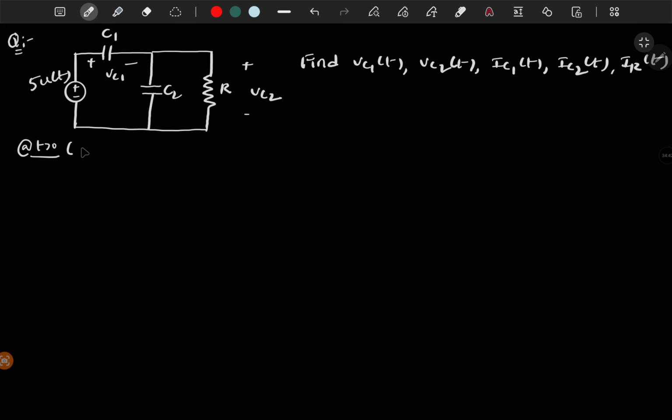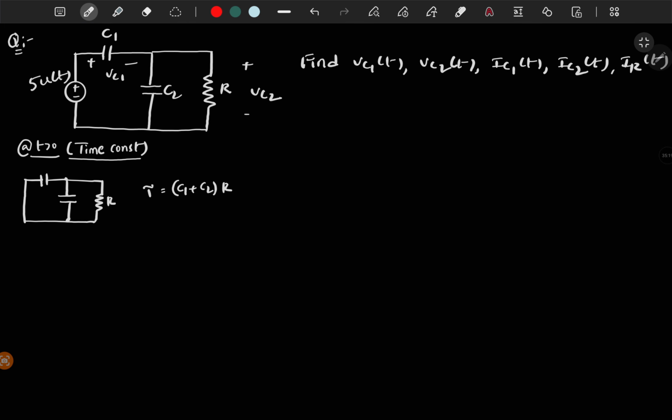At t greater than 0, if you want to find the time constant, short circuit this voltage source so that you have two capacitors in parallel, because across these two terminals two capacitors are connected, and you have a resistor in parallel to them. So you will get the time constant as (C1 plus C2) times R.